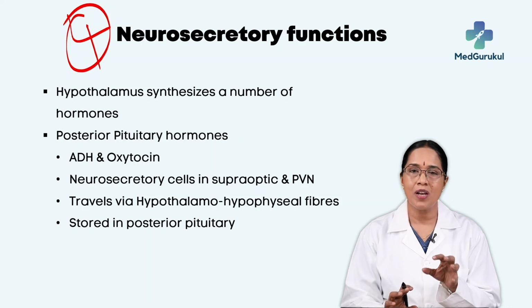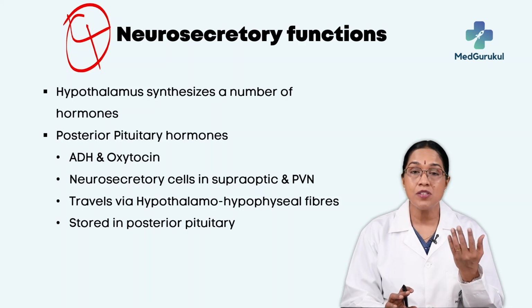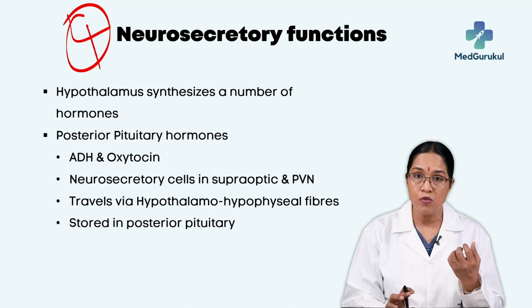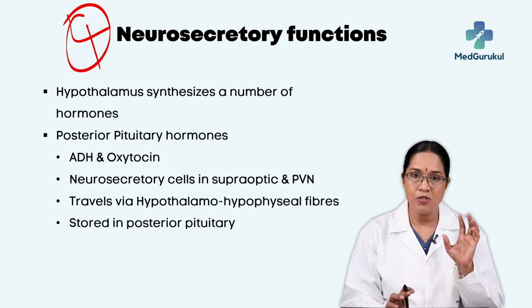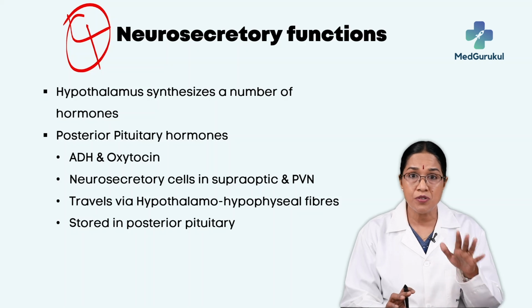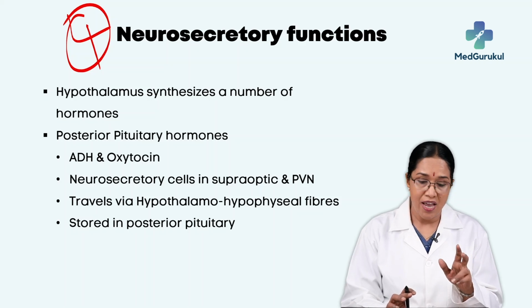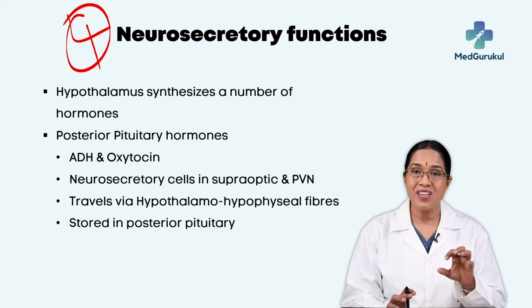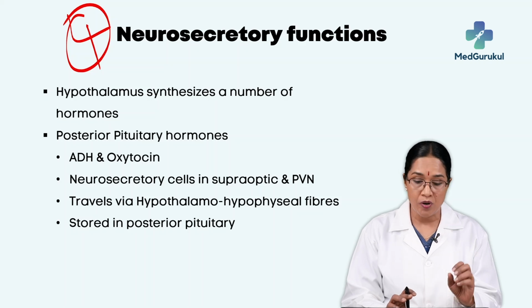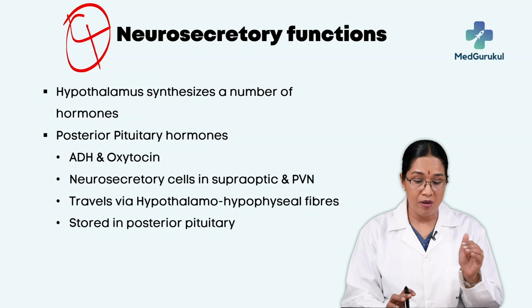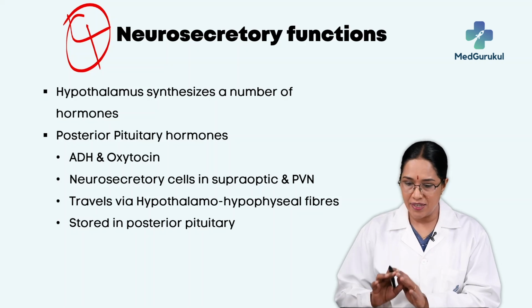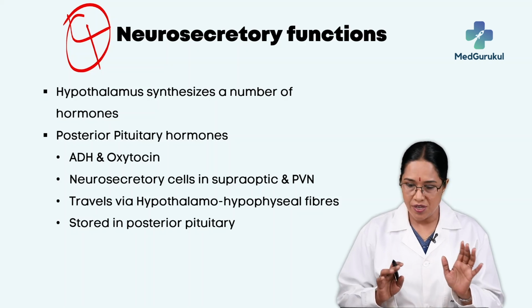So, basically the hypothalamus itself has the capacity to synthesize a lot of hormones, and these hormones get stored in the posterior pituitary. The posterior pituitary hormones like ADH and oxytocin are made by neurosecretory cells present in the supraoptic and the paraventricular nuclei, which travel via the hypothalamo-hypophyseal fibers and get stored in the posterior pituitary.